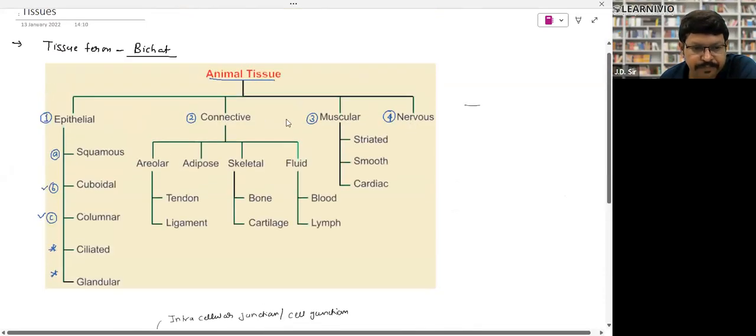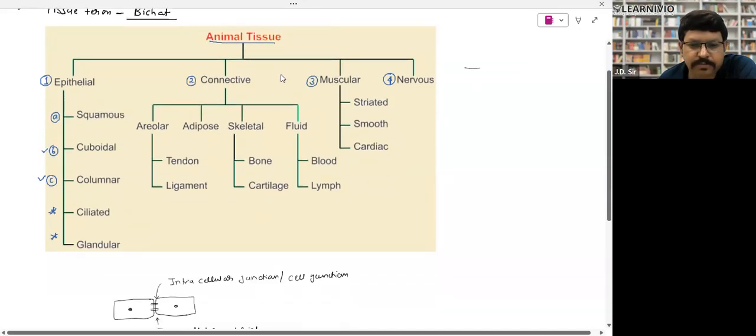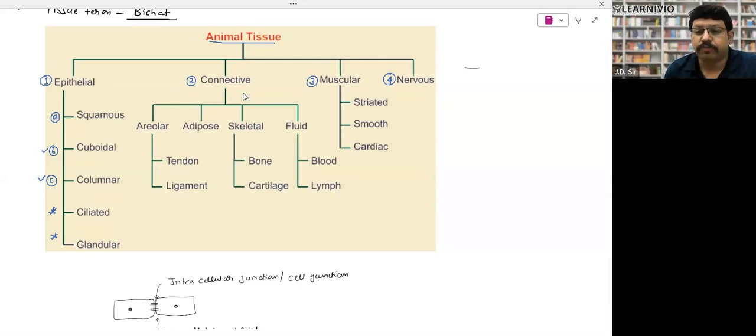Then come to the next tissues. First we will study about these tissues, right? So first let me again revise for you. Look, connective tissue. Try to understand. So further, what are the connective tissues? Connective tissues are those which connect one tissue to another tissue. Clear?